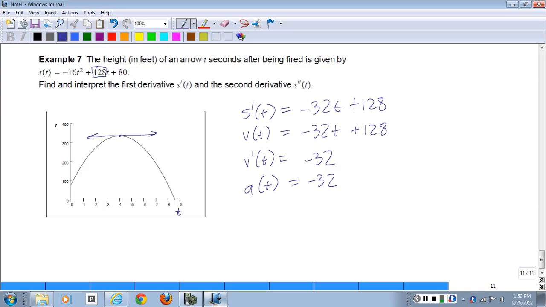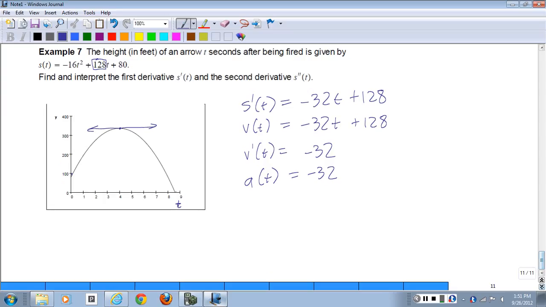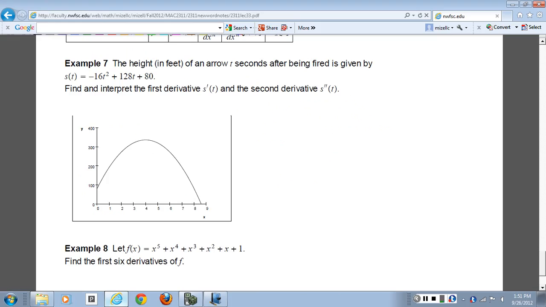I don't have the graph of the velocity function, but what I could say is this. I mentioned earlier that when the graph is curved downward, that's on intervals where the second derivative is negative. Well, the second derivative is negative throughout this entire interval from where the arrow is shot until it hits the ground, and that's indicated by the fact that the acceleration, the second derivative, is negative throughout that interval. Okay. More about rectilinear motion in the future.